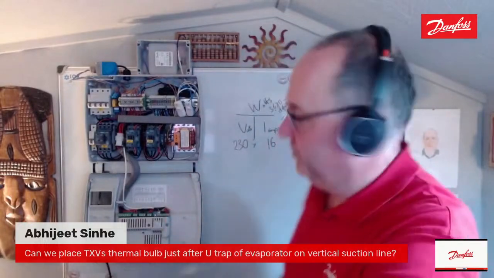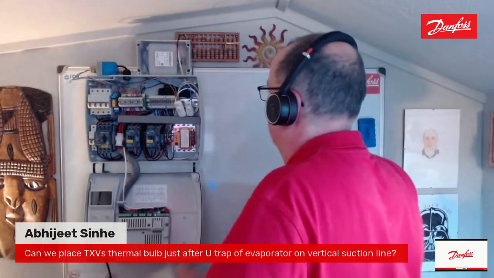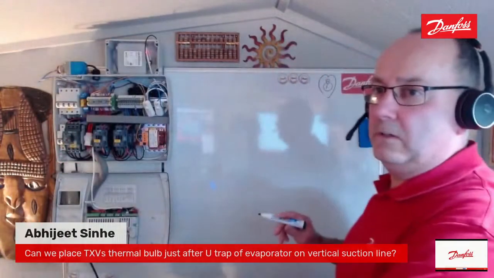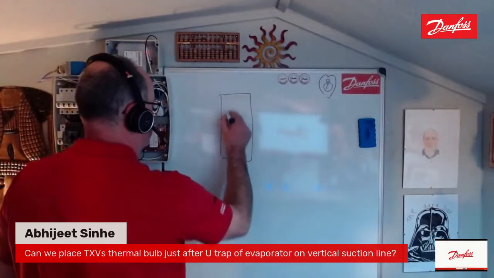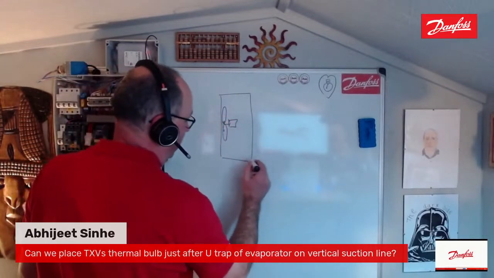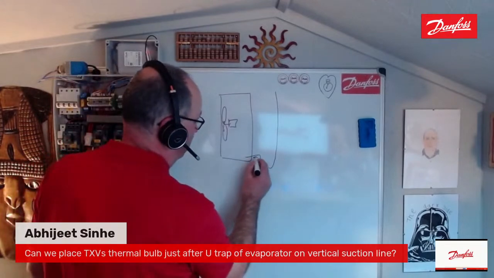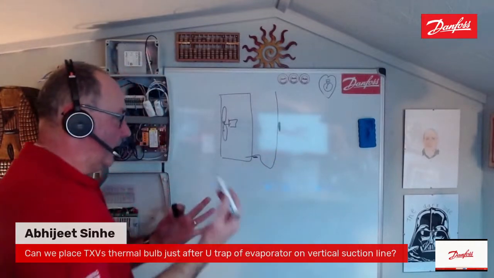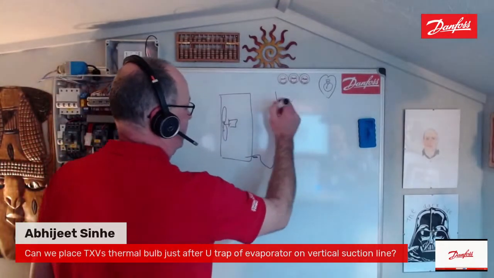The reason I say that is because of the idea of the U-trap, and I'll use my beautiful whiteboard behind me just to make a little bit of a drawing. If we've got our evaporator with our fan on, and we've got our U-trap like that, and let's say the suction goes up, we should fit our bulb there. If we fit it here, it's okay. Just a couple of pointers, really. Make sure that the capillary line comes out the top first.